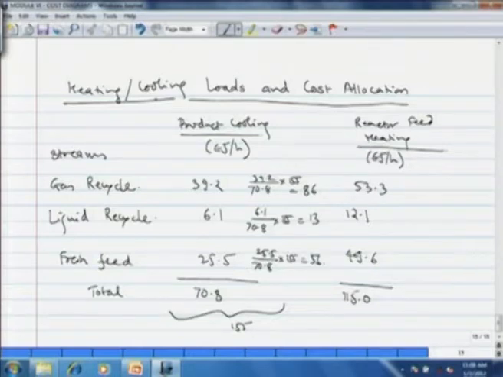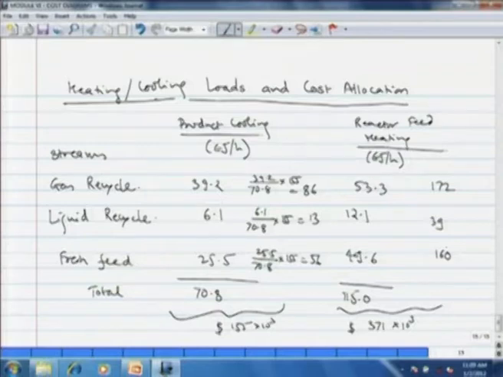Now, similar distribution here of total cost of $371,000 will be 172, 39 and 160. And now we shall prepare what we term as the cost allocation diagram. Now, the cost allocation diagram has several other components that we will see now.